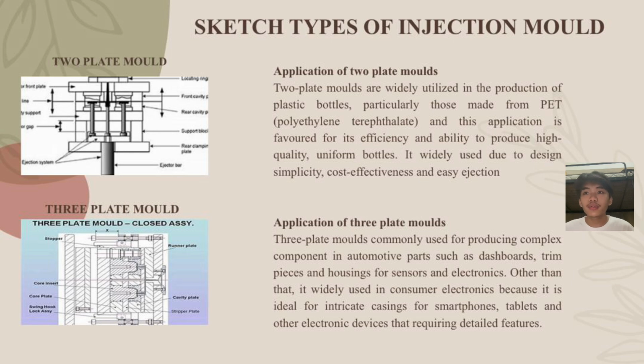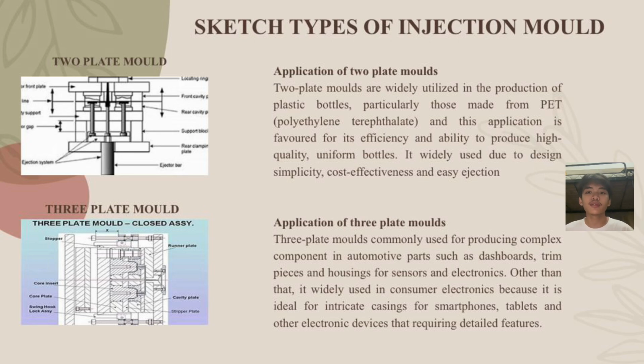So there are two types of injection molding. First of all is the two-plate mold. The two-plate molds are widely utilized in the production of plastic bottles, particularly those made from PET, polyethylene terephthalate. And this application is favored for its efficiency and ability to produce high-quality uniform bottles. It's widely used due to design simplicity, cost-effectiveness, and easy ejection.